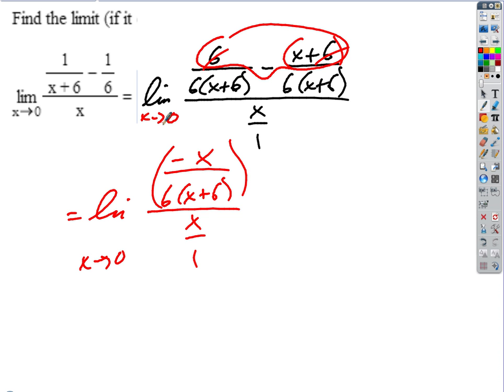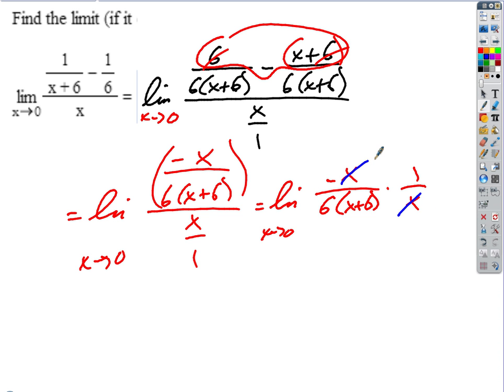Once I get it down to a single fraction, albeit ugly, on the top and a single fraction on the bottom, what do I always do? Flip and multiply the bottom, right? So I end up then with a product instead of quotient, which is handy. I've got my negative x over 6 times x plus 6 times 1 over x. I just multiply fractions straight across, so I can cross cancel, right?